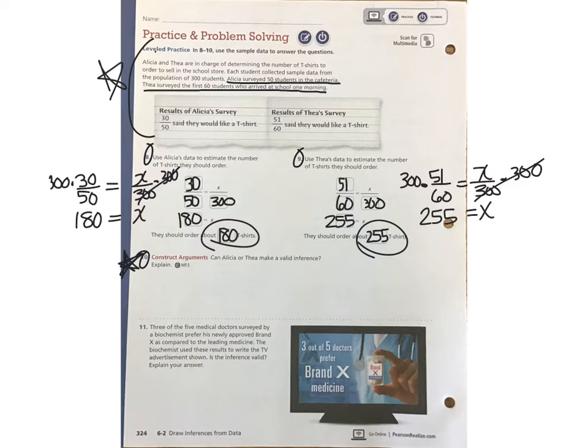In this case, it's really hard to determine that Alicia or Thea made a valid inference. The reason for this is because there is a large difference between their 2 results. So the data that they collected does not support the same inference. While both sample sizes are relatively large, Alicia surveyed 50 students and Thea surveyed 60 students, those data values are not collected randomly. Alicia only surveyed students in the cafeteria. Well, what about students that didn't go to the cafeteria that day? And Thea only surveyed the first 60 students who arrived at school in the morning. What about the students who came a little bit later? So neither of them can claim that they surveyed a representative sample, and therefore their inference is not valid.